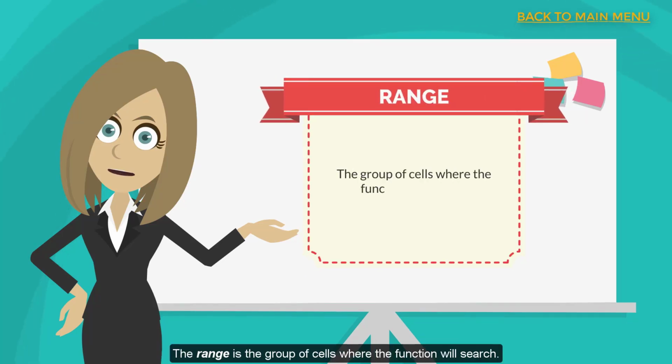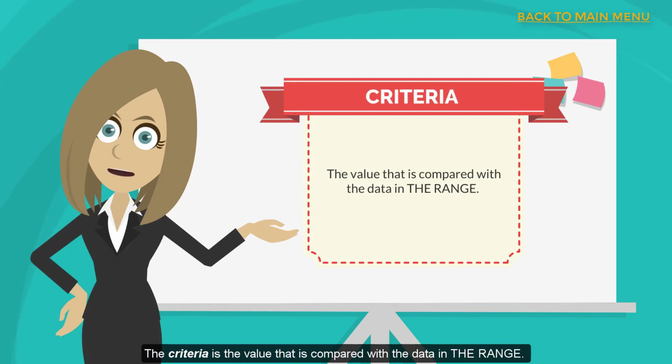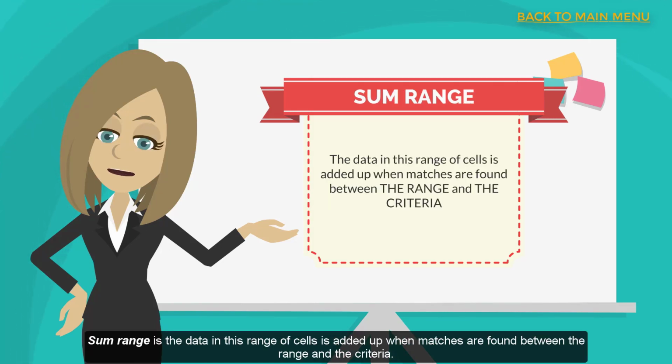The range is the group of cells where the function will search. The criteria is the value that is compared with the data in the range. If a match is found, then the corresponding data in the SUMRange is added up. Actual data or the cell reference to the data can be entered for this argument. SUMRange is the data in this range of cells that is added up when matches are found between the range and the criteria.